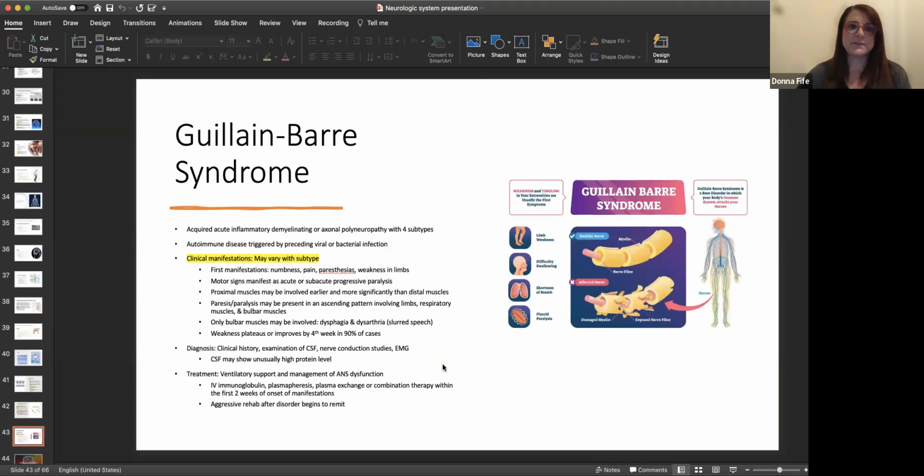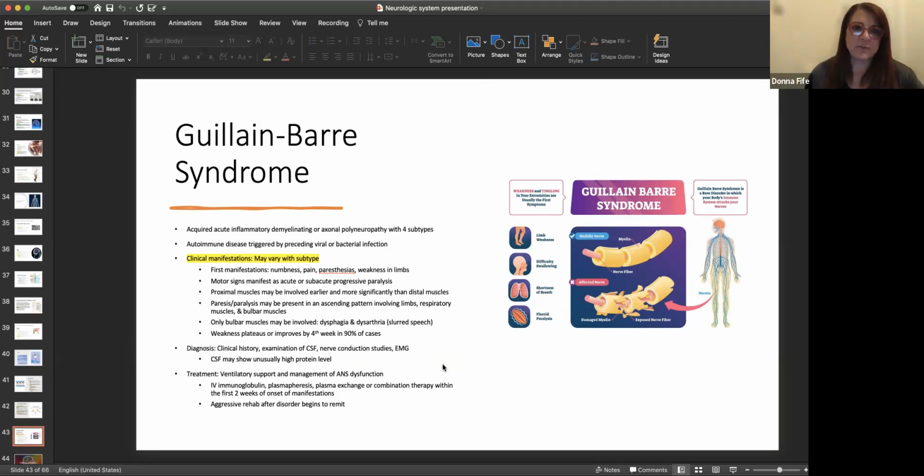Guillain-Barré syndrome, this is an acquired acute inflammatory demyelinating or axonal polyneuropathy with 4 subtypes. It's an autoimmune disease, and it can be triggered by a preceding viral or bacterial infection and can be associated with vaccines as well. Clinical manifestations are going to vary with the subtype.